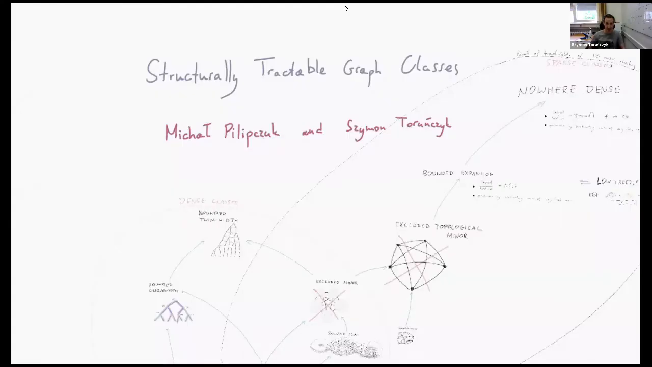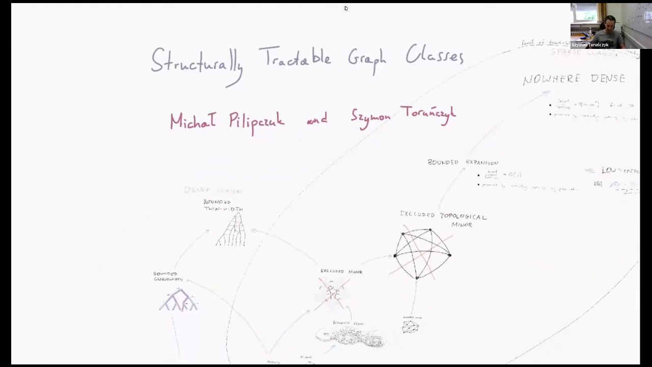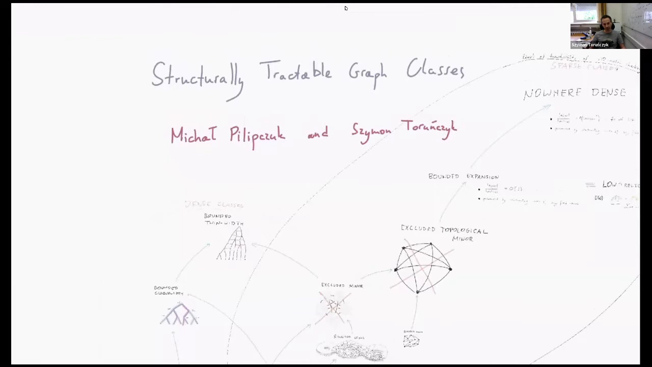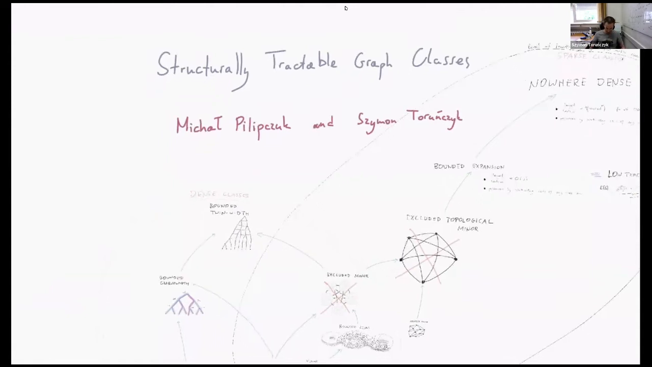Okay, so let's get started. The title is Structurally Tractable Graph Classes. This is an invented name of a rather new area at the crossroads of logic, graph theory, and algorithmics. It doesn't have a real name, so this is some ad hoc name.